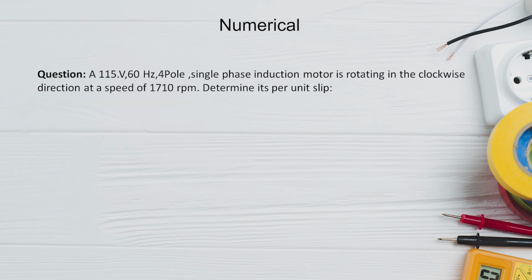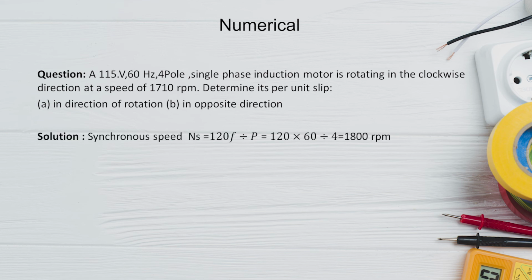Now, no machine study can be completed without doing some numerical. So, we are taking a small numerical just to have a clear view of what we have studied in our modules. The question is: a 115 volt, 60 hertz, 4 pole single phase induction motor is rotating in a clockwise direction at a speed of 1710 rpm. We have to calculate its per unit slip in the direction of rotation and in the opposite direction.